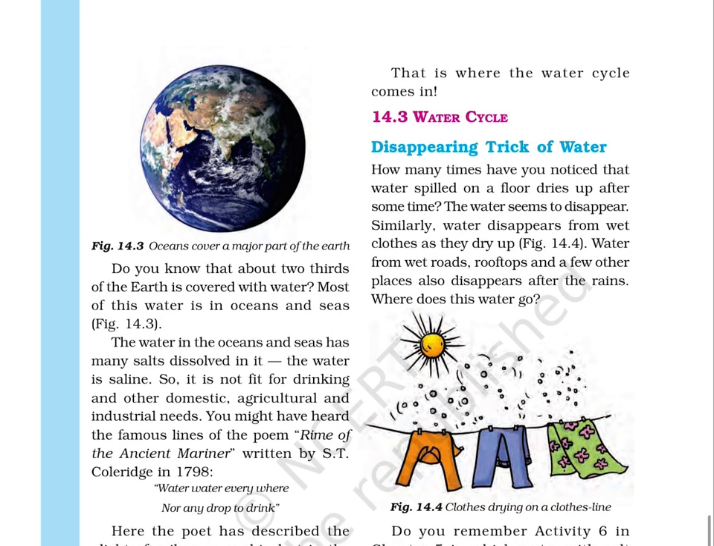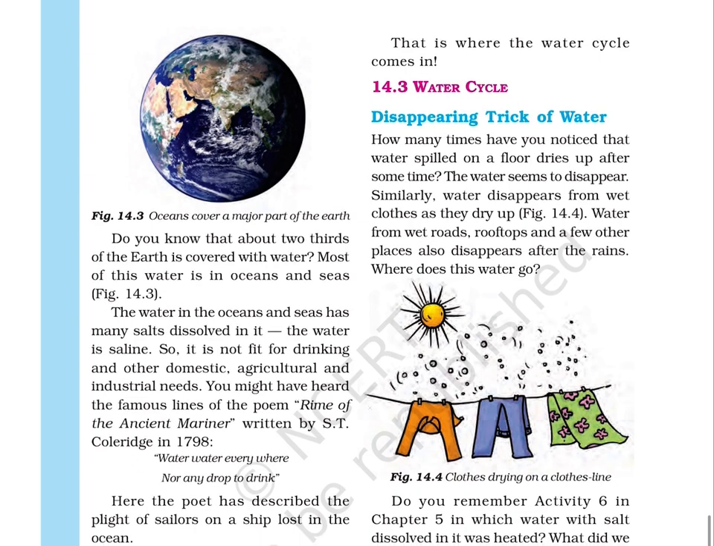14.3. Water cycle. Disappearing trick of water. How many times have you noticed that water spilled on a floor dries up after some time? The water seems to disappear. Similarly, water disappears from wet clothes as they dry up. Figure 14.4. Water from wet roads, rooftops and a few other places also disappears after the rains. Where does this water go?